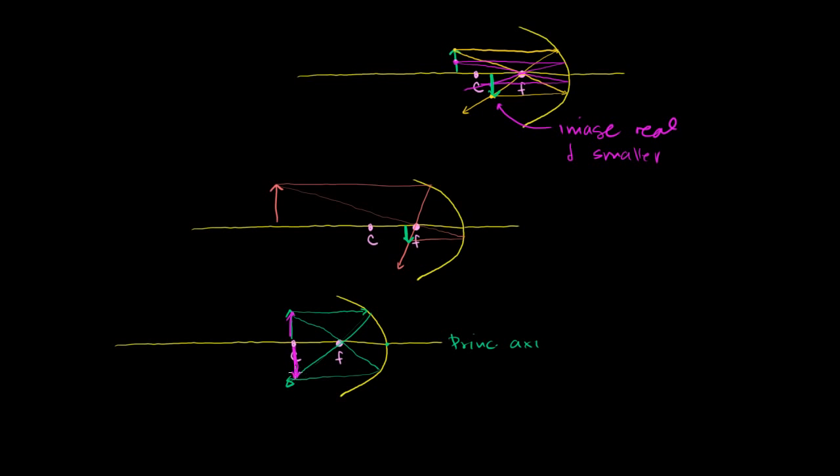The image kind of comes into focus, or I guess the rays converge at the same distance from the actual mirror as the actual object, and it's going to be the same size, just inverted. So here the image is real and the same size as the object.